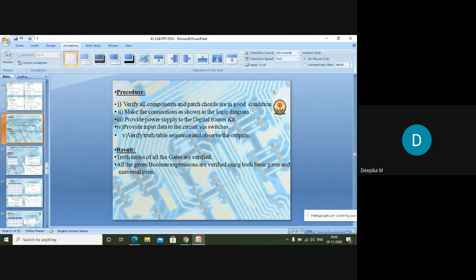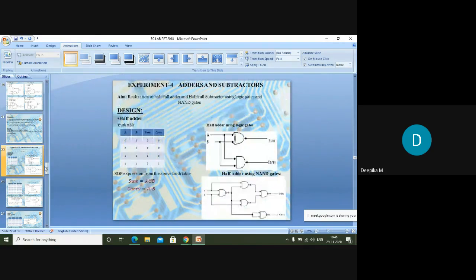Coming to the result, truth tables of all the gates are verified, and all the given Boolean expressions are verified using both basic gates as well as universal gates. So this is with respect to the realization. Next, the fourth experiment we are having is adders and subtractors.